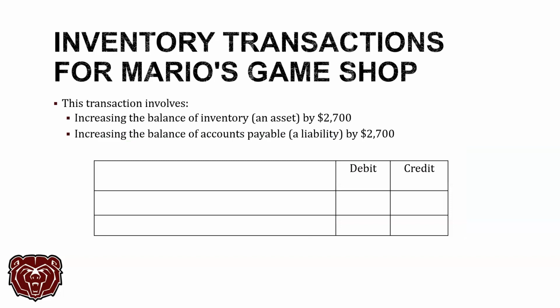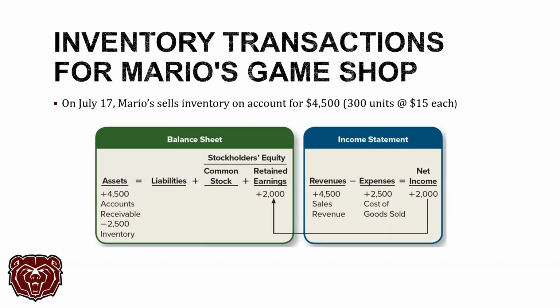Okay. The transaction here only involves increasing the balance of the inventory account, that's your asset, by $2,700, and increasing the balance of your accounts payable, your liability account, by $2,700 as well. Okay, so pretty simple transaction, not as complicated as some of the ones we've looked at prior. This is just recording an asset and recording that liability to remind us we have to pay cash for it in the future, and that cash payment will come later.